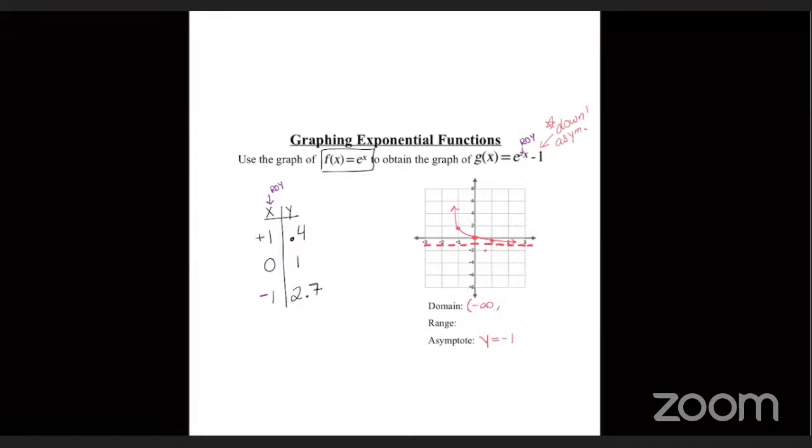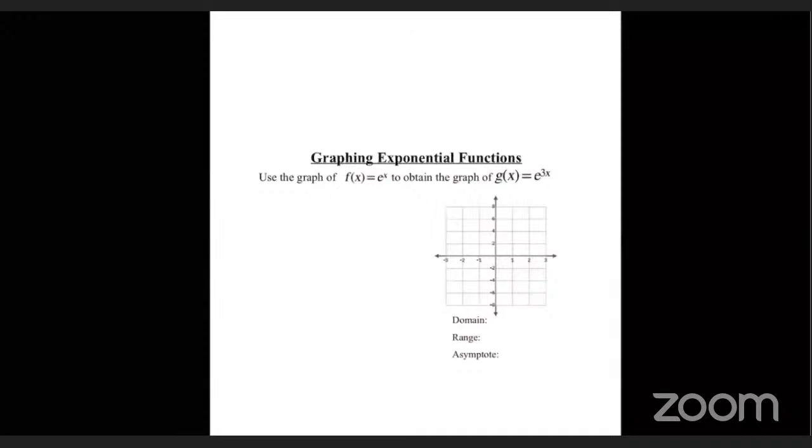Like every other exponential graph, your domain will never be restricted, negative infinity to infinity. Our range, again, will match our asymptote. So the lowest point on this is going to get close to, but never get to negative 1, and it will go up forever. All right, I think we've got one more example here of a transformation using our exponential.